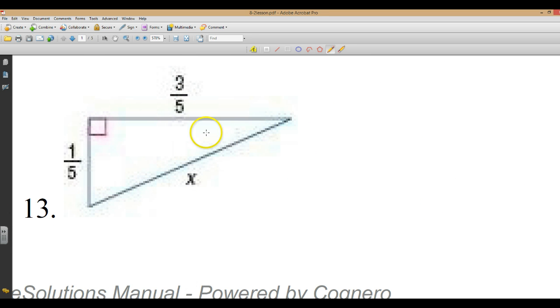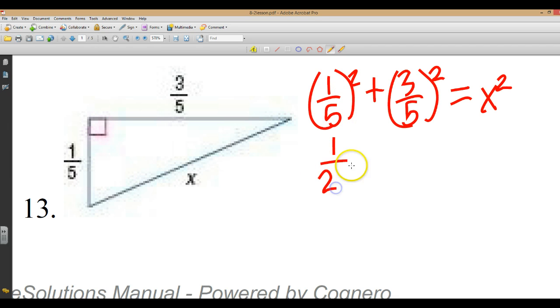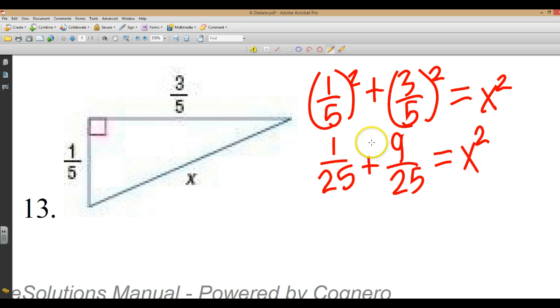For number 13, we're looking for the hypotenuse, so we're looking for c. So we have 1/5 squared plus 3/5 squared is equal to x squared. So square 1/5, and that would be 1 over 25. Square 3/5, and 3 squared is 9 over 25. And so if we add these two fractions, we would get 10 over 25.